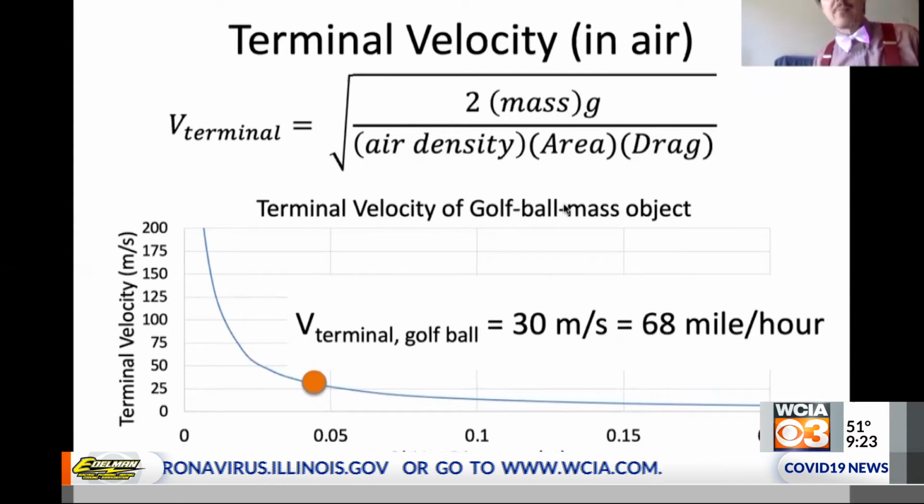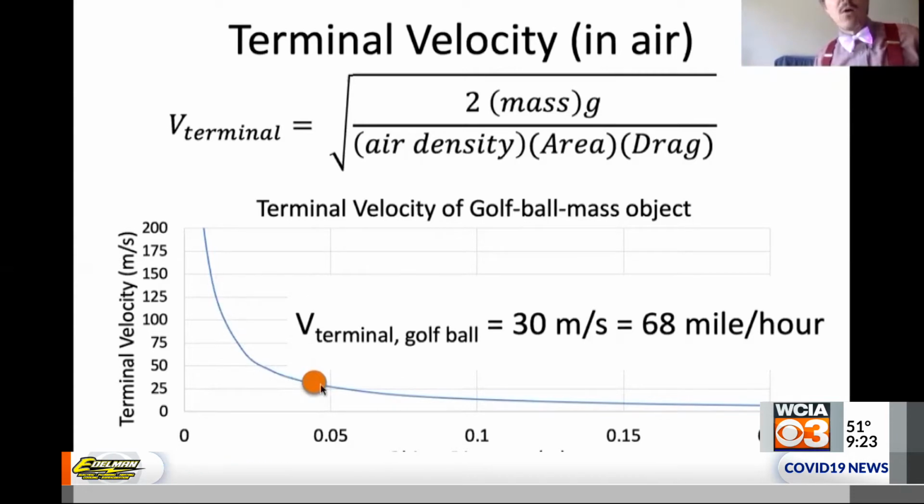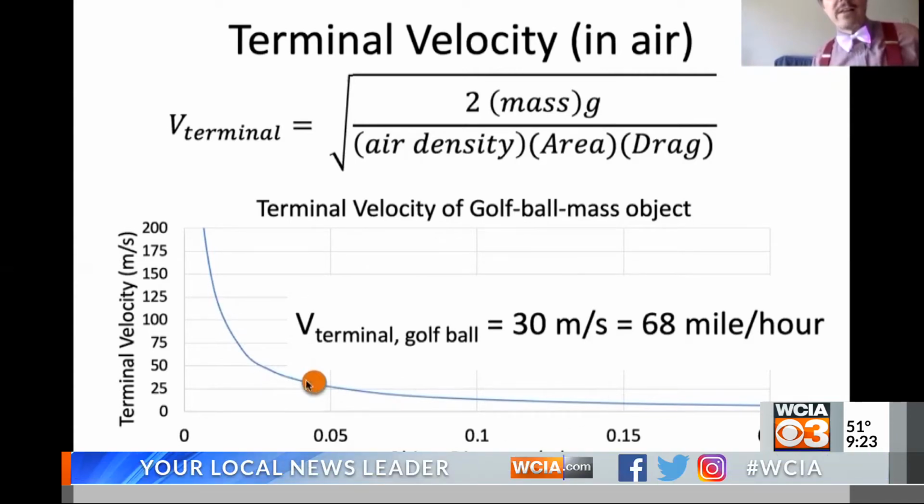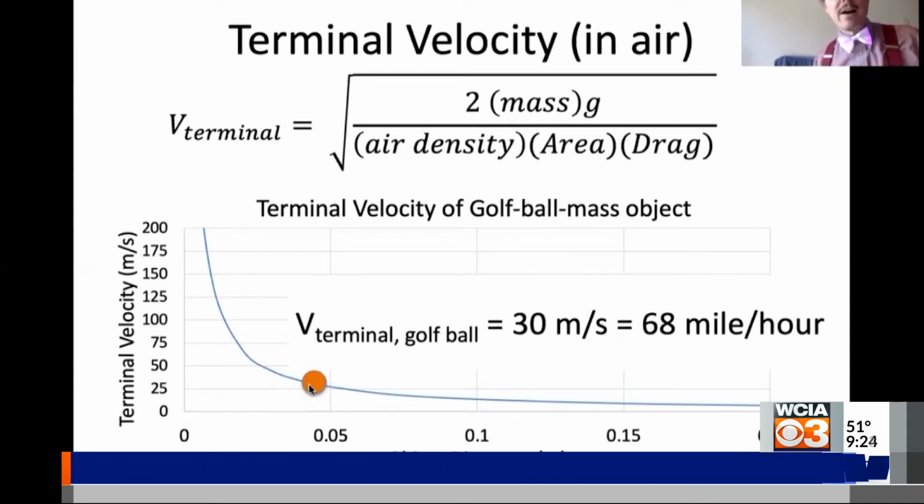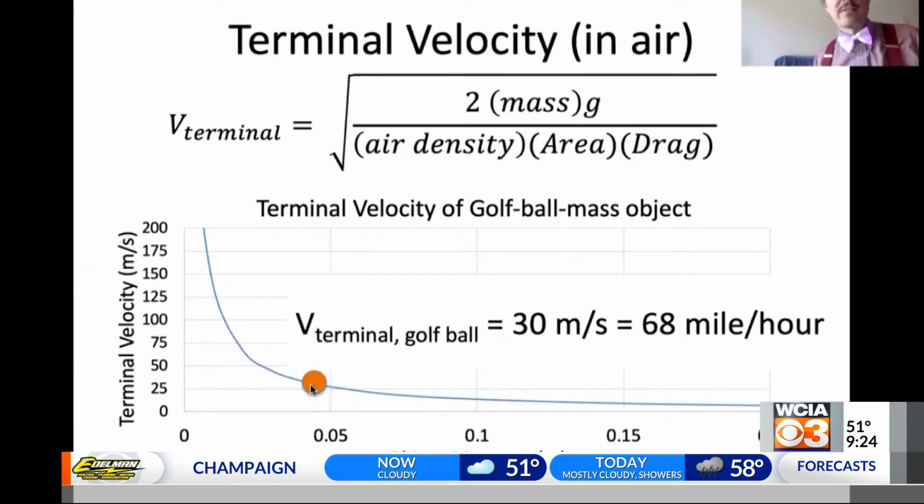So I picked an object here which has the mass of a golf ball, but I've let the object either be smaller than a golf ball or be larger than a golf ball. And the yellow spot here is what we get for a golf ball sized object that weighs the same as a golf ball. It has a terminal velocity of something like 30 meters a second, or almost 70 miles an hour. So you'd have a hard time heading a golf ball to go much faster than 70 miles an hour.